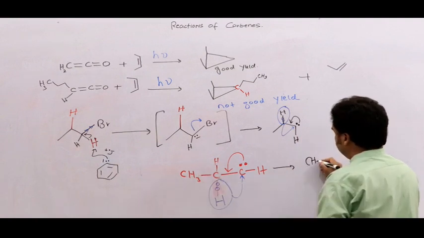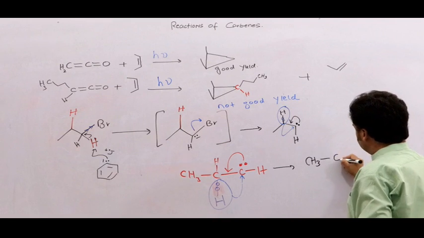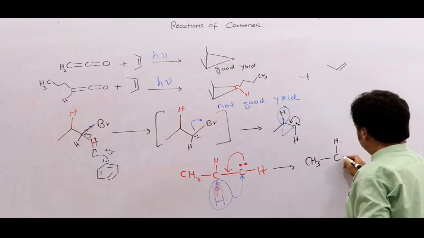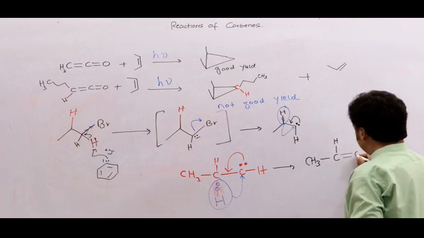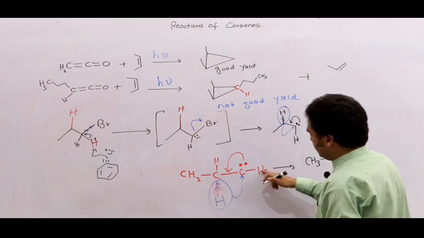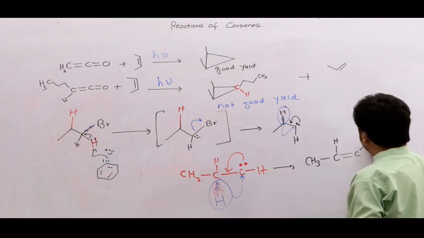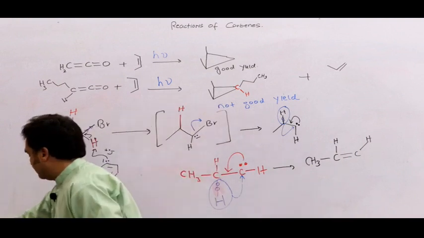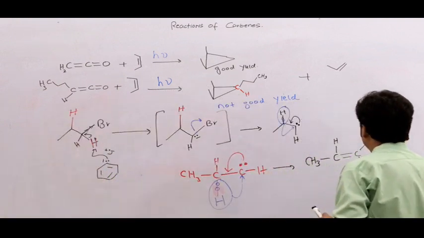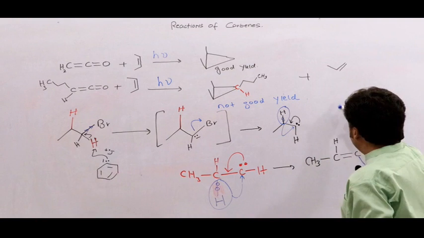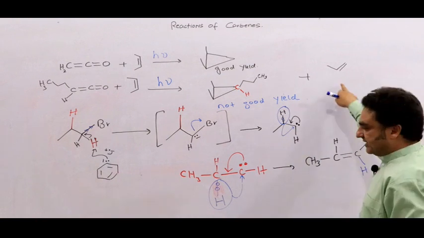I am writing this CH3, CH double bond C, the red H, this H, and now the blue H, which is shifted. So as you look, this is the same product, like this.